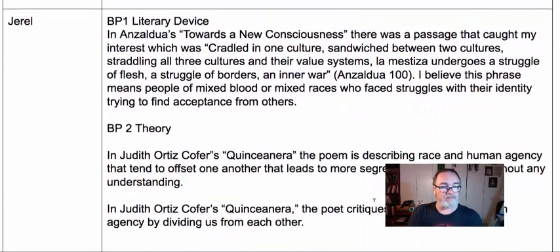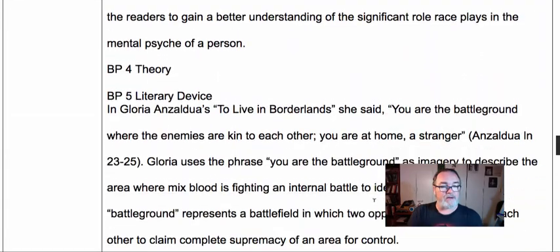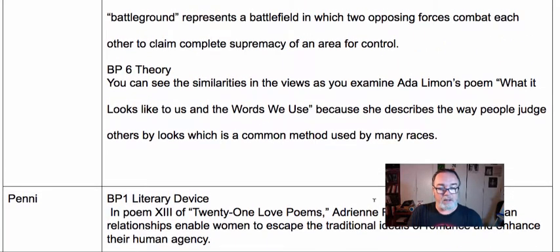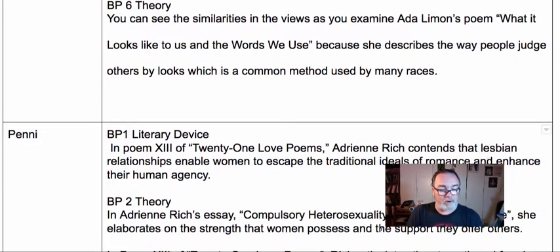And then I want to show you Kimiko's got a lot of great stuff too, but we're going to look at some of her stuff later. I wanted to show you Penny's. Penny's sentences are a little more complex, but I think that they still work very well. And so you can look at this one that she wrote about 21 Love Poems. She's got a verb, the active verb in there, and she's talking about lesbian relationships and how they enhance human agency by challenging traditional ideas of romance. So this is a slightly more complex claim, but it works.